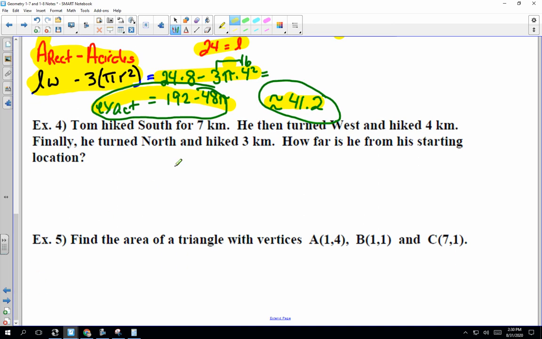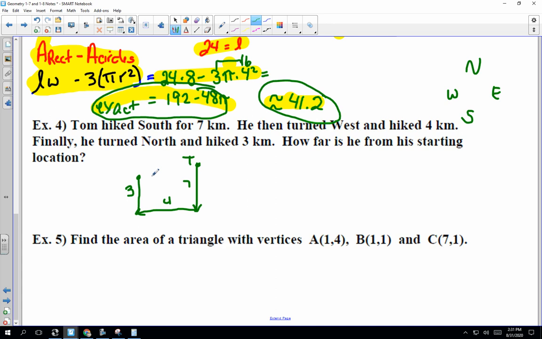All right, Tom hiked south. I love these ones because they just hike in straight lines and it's awesome. Okay, so Tom hiked, so this is T for Tom. He's here. He hiked south 7 kilometers. He then turned west and hiked for 4 kilometers. I don't know why 4 is so much longer on the map than 7. And then he turned north and hiked 3 kilometers. How far is he from his starting point?